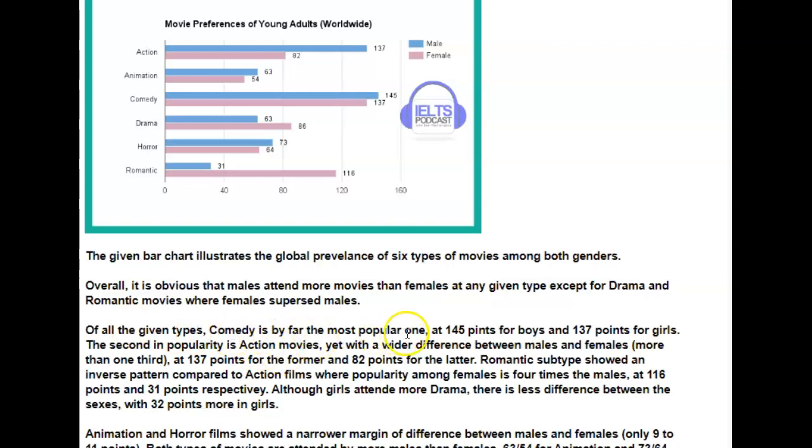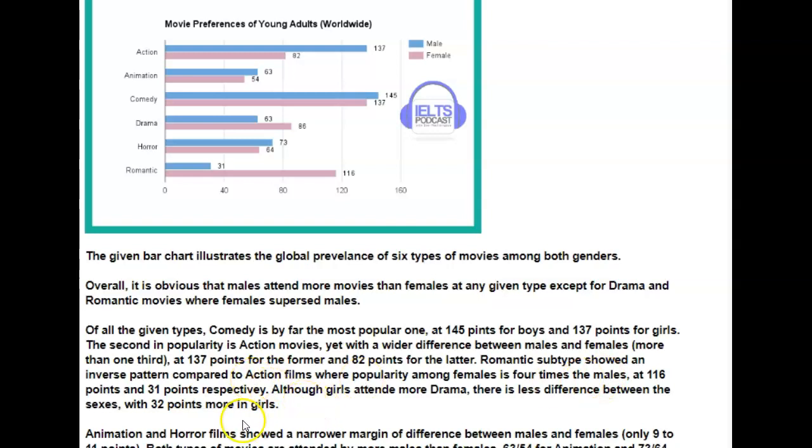So comedy is by far the most popular genre, would have been a nice word here, at 145 points for boys and 137 points for girls. The second most popular for men is action movies, yet with a wider difference between males and females, more than a third. Okay, and then this was fine. Then here you could have said the second most popular type for women was romance, with, I don't know, a stark difference in the preference between men and women, where the popularity among females is 4 times that of the males. Okay, that would have been better.